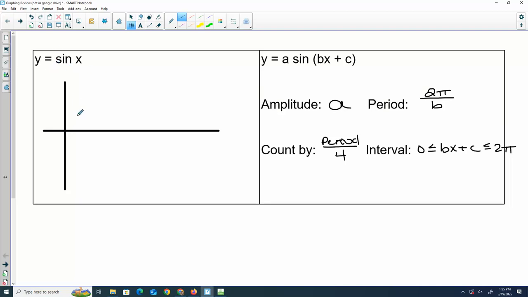Graph of a basic sine function. So our points are 0, pi over 2, pi, 3 pi over 2, and 2 pi. Where does sine start? It starts at 0, then it goes up to 1, back to 0, down to negative 1, and back to 0.